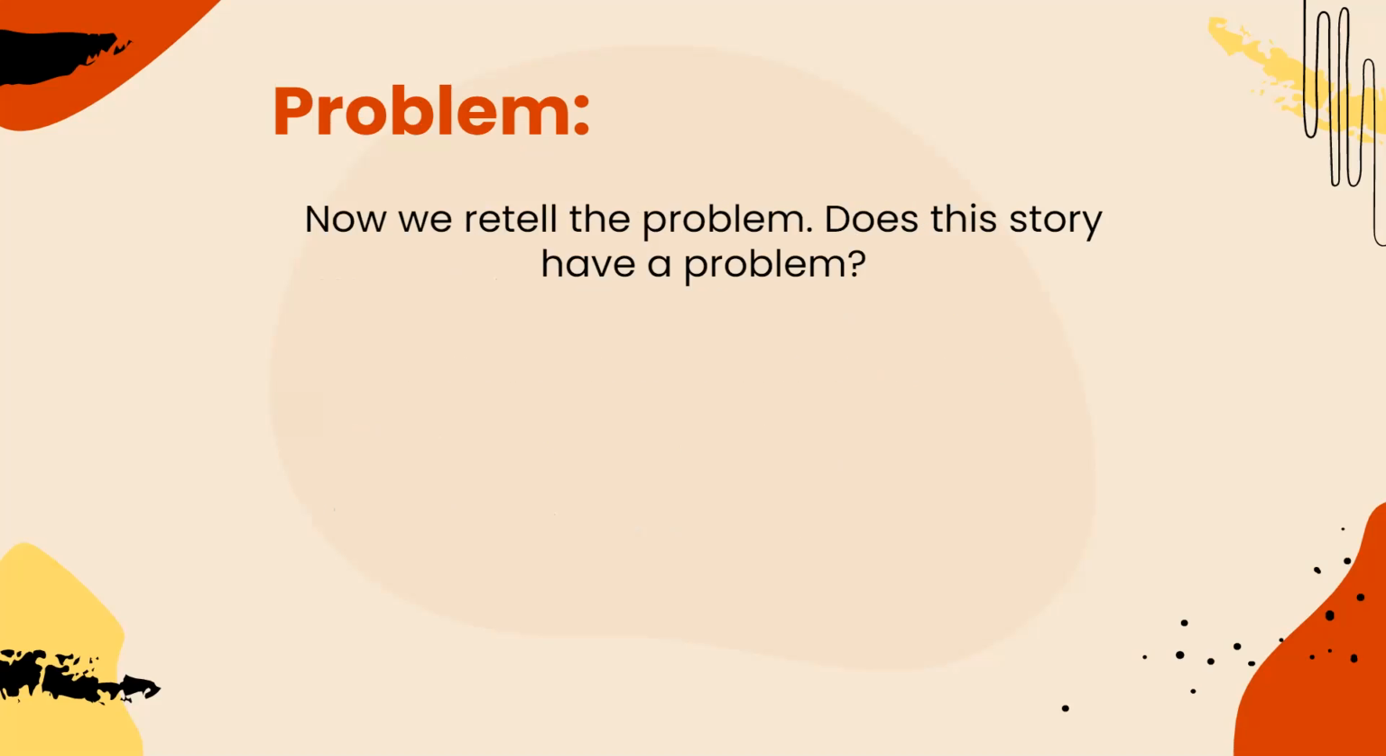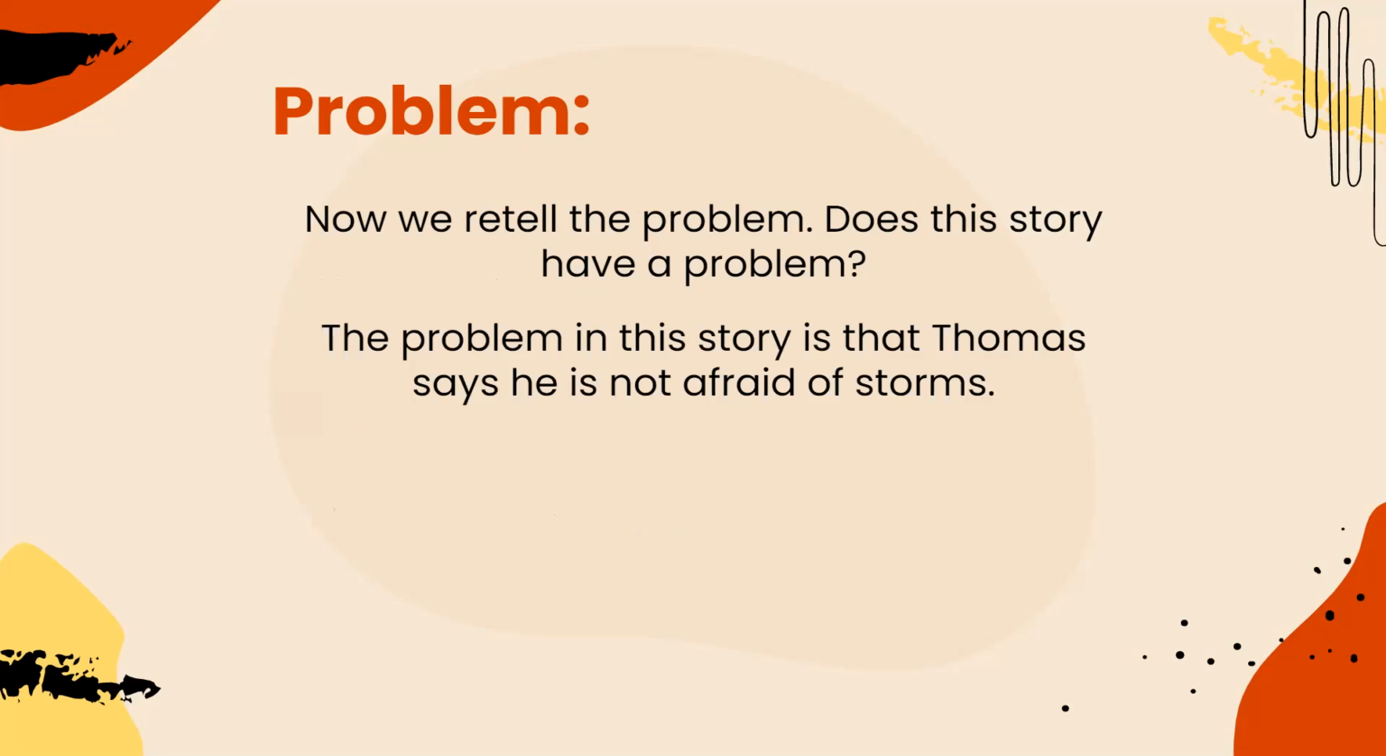Awesome. Now we want to talk about the problem. In this story, it's not a problem like something major or dangerous happened, but there's still something that we want to focus on here. What problem happens in this story? Go ahead and pause to discuss. We know that the problem in this story is that Thomas says he's not afraid of storms when really he is.